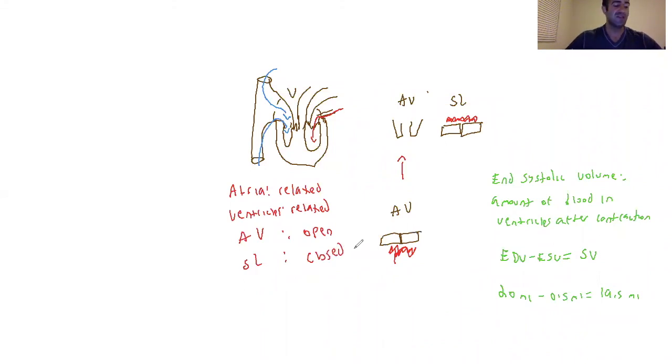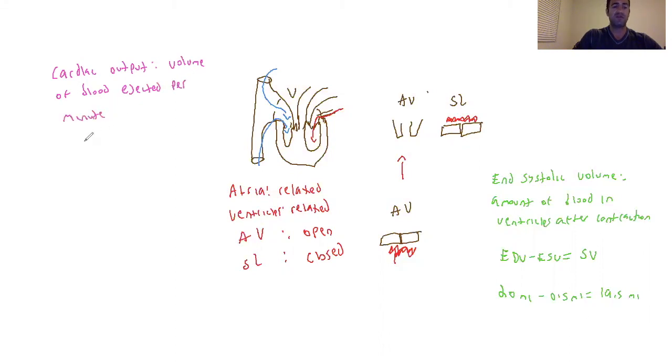And these are the events of the cardiac cycle. So stroke volume, as I said, is EDV minus ESV. Very important value. Cardiac output, which is more or less the volume of blood ejected per minute.